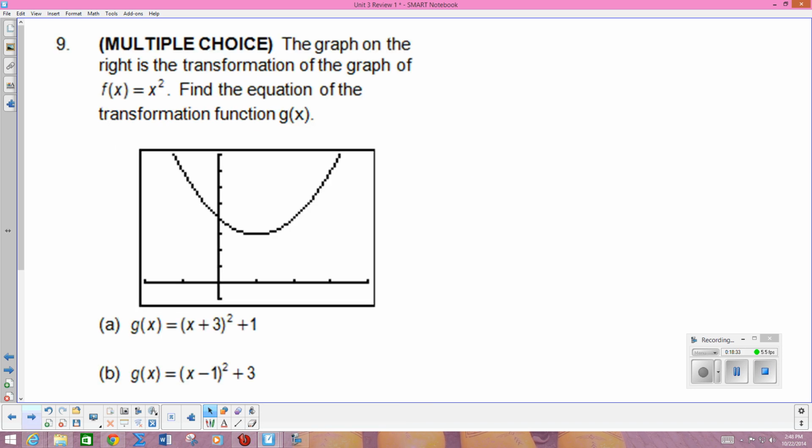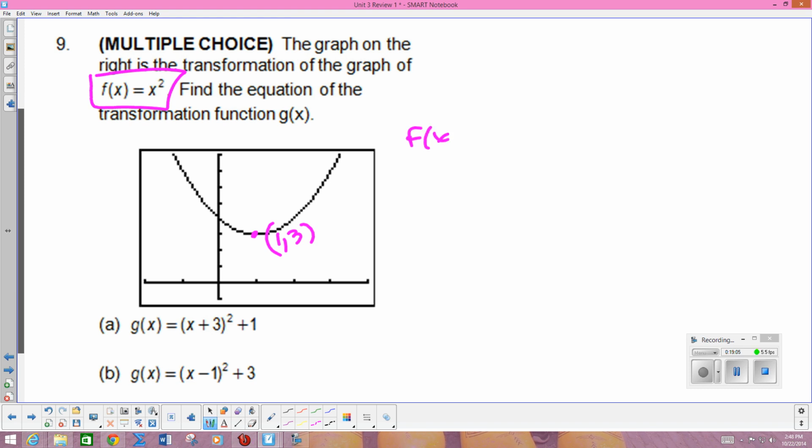So number 9, this one's another multiple choice question. And so the graph of this one is a transformed function of the parent function x squared. And so we want to find the equation. We practiced this in class a few times. And so you want to identify an important point, which is this point. And this point is (1, 3). And so we know that this is the parent function. And so where are we going to have those shifting? So what's going to happen with that?